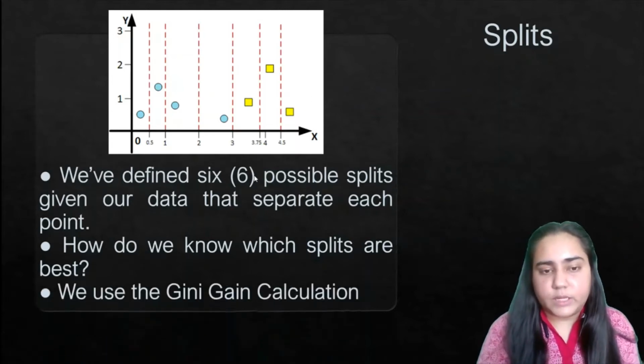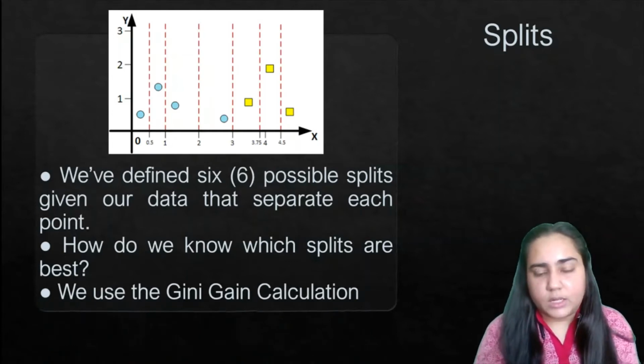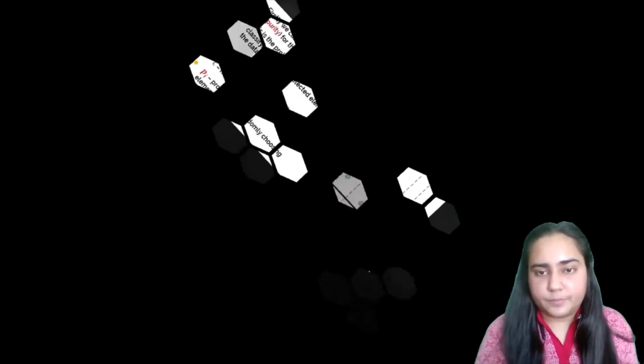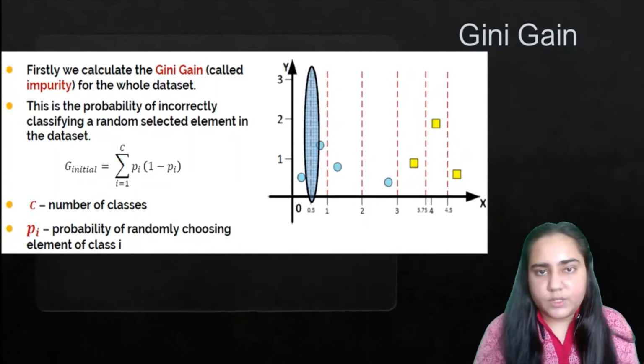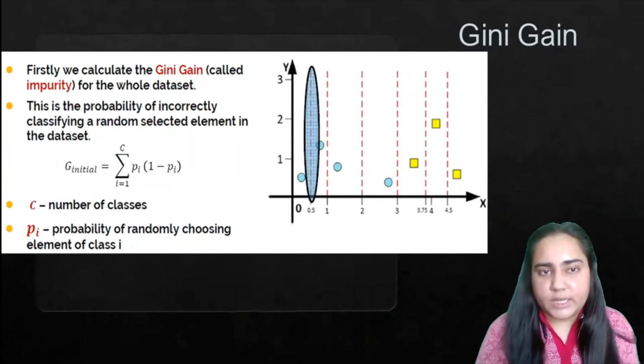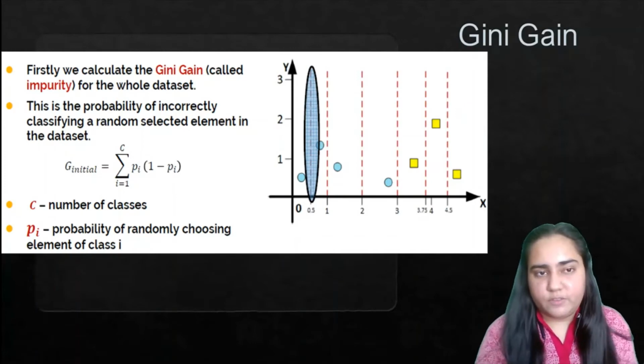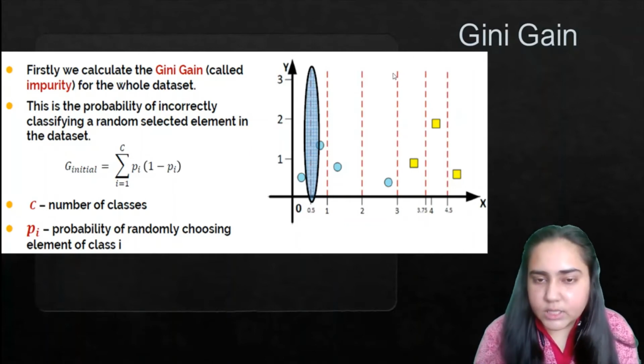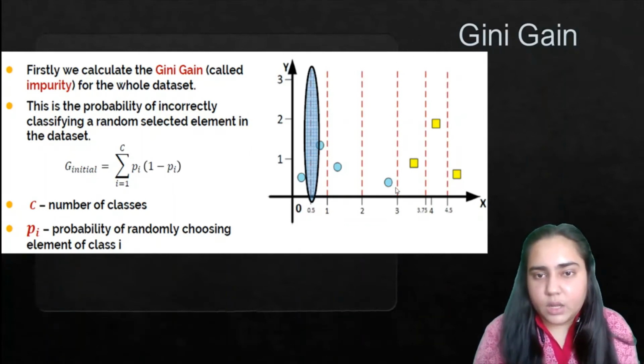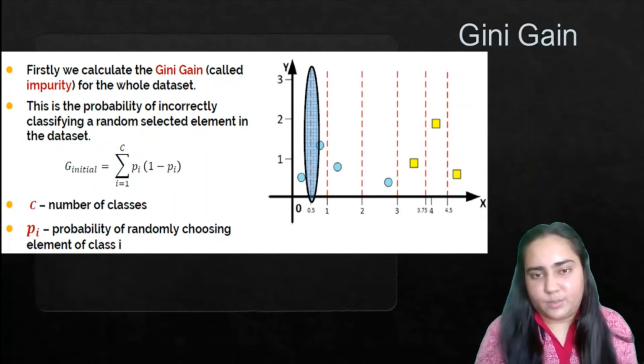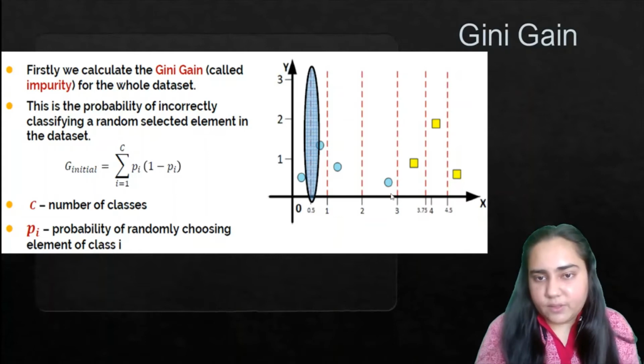And how do we know that? By Gini Gain calculation. This is a formula, a very simple one, to find out which split works the best. So what is Gini gain? Firstly, we calculate Gini gain, and Gini gain is nothing but the impurity for the whole data set, which means if you are saying that this is the split you want to go with, then how good is that split? Because obviously, other than this split right here, every other split is going to cause errors.